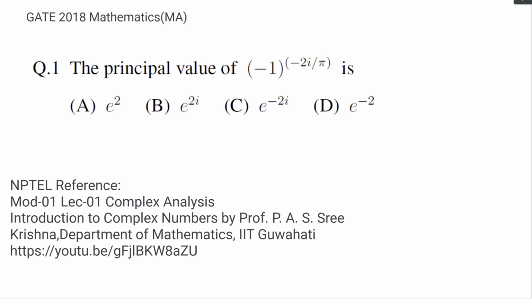The problem is from GATE 2018 mathematics paper. Question number 1. The problem given is: the principal value of the complex number (minus 1) to the power of minus 2i divided by pi is. The four options given are option A, e square, option B, e to the power of 2i, option C, e to the power of minus 2i, option D, e to the power of minus 2.